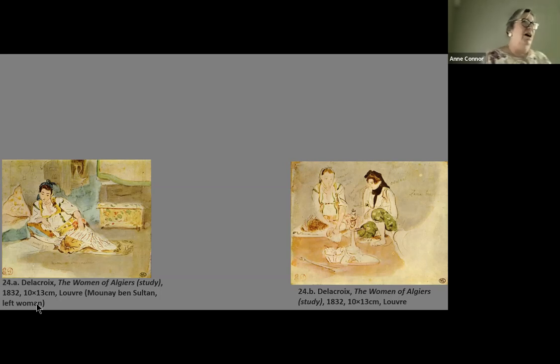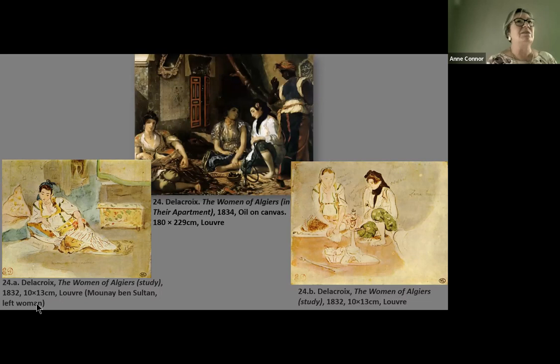But on his way out of Morocco, he went through Algiers, and there he met a former Catholic Algerian man, and he accepted some money to show him his harem, because he was not as fundamentally Muslim. And this is what we're going to see here. We see the two studies that he did for the Women of Algiers, the one on the left and the one on the right, that resulted in this painting.